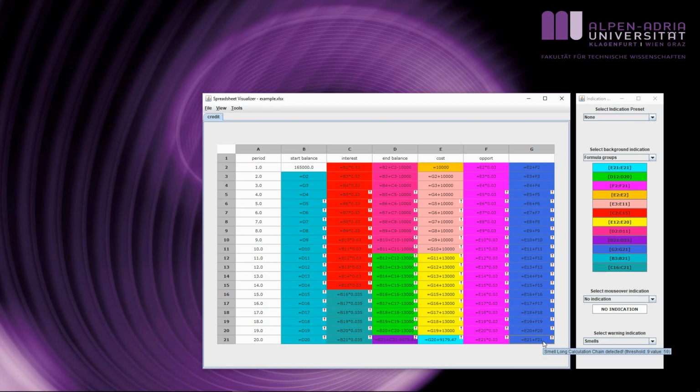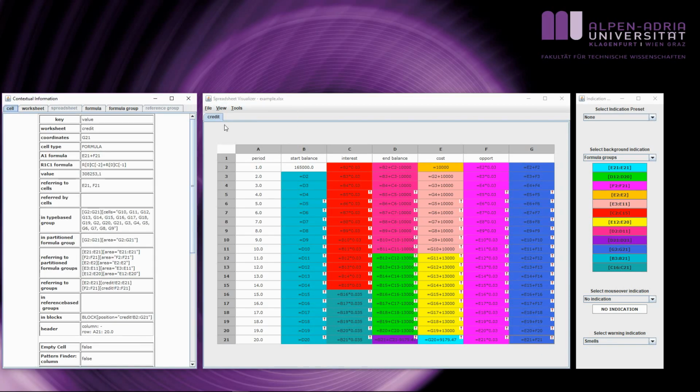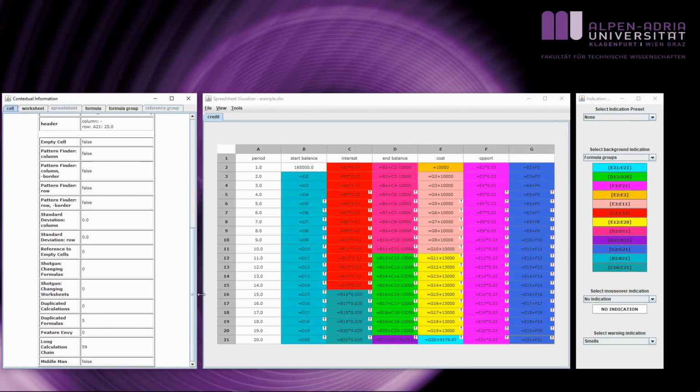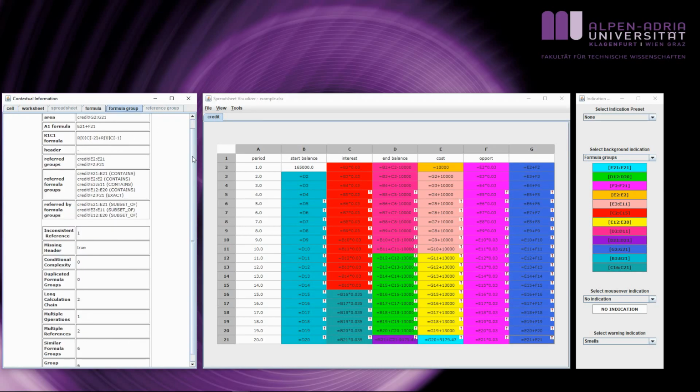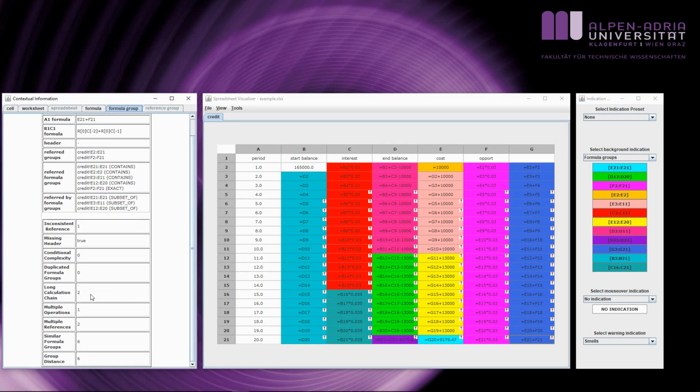We can check this information using the Context Information window. Here we provide in-depth information about the currently selected cell. For example, cell G21 indeed has a long calculation chain value of 59. However, the entire formula group in column G only refers to a chain of two other groups. Hence, as long as these groups are consistent, no problem should occur and we can ignore this warning.